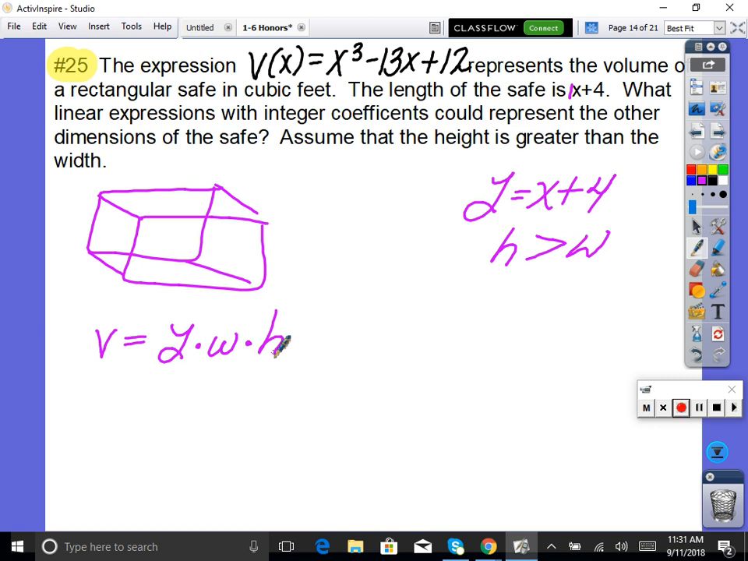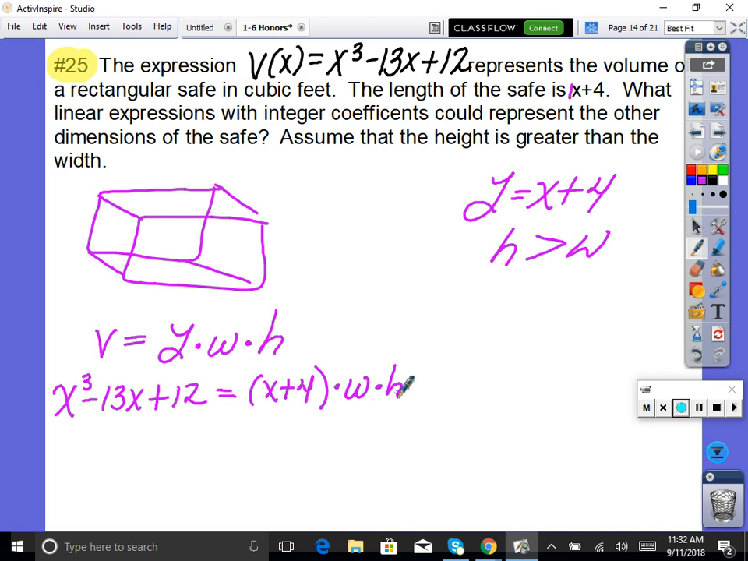Look, if you try to factor it, you can't. Why? It's not a quadratic, people. So it's not factorable. So you'd say, okay, well, we've got to do this differently. So x cubed minus 13x plus 12 is equal to my length, which is x plus 4, isn't it? Then I have times my width times my height, which I have no idea what those two things are.